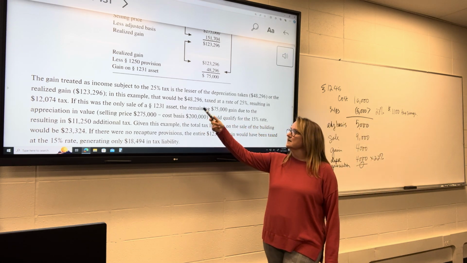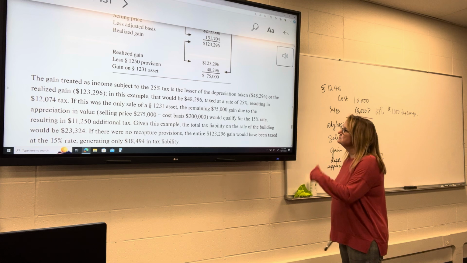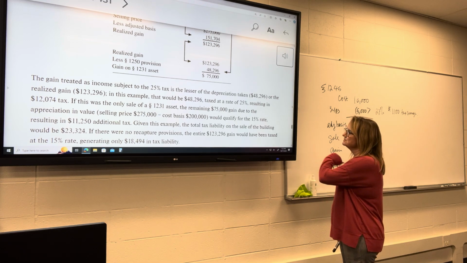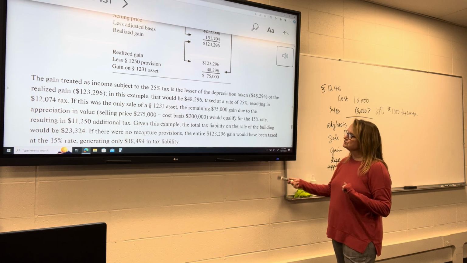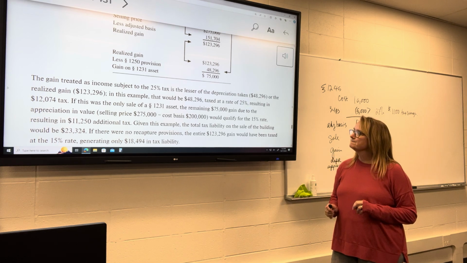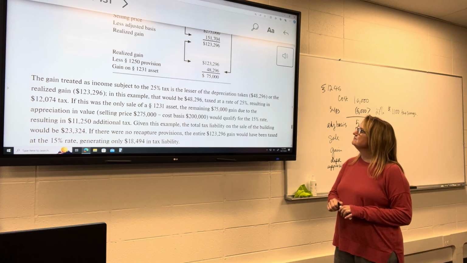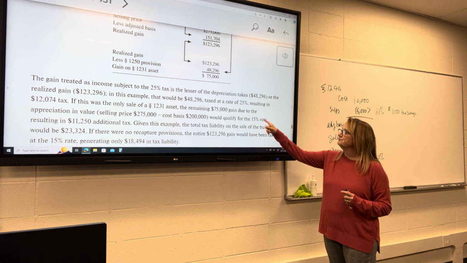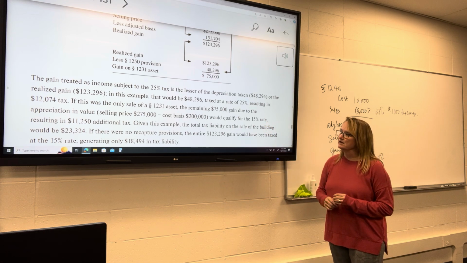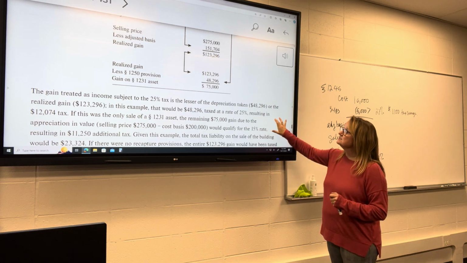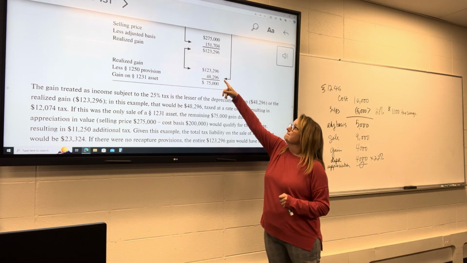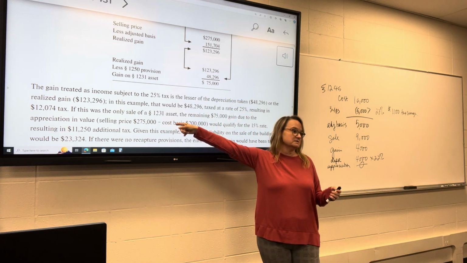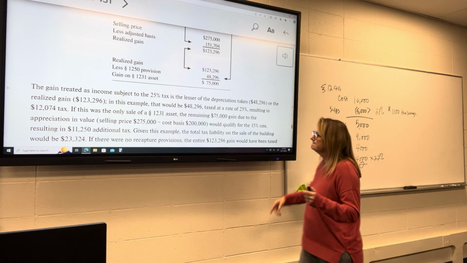The gain is treated as income subject to 25% tax. The lesser of the depreciation taken or the realized gain, so it'd be 48,296, tax rate is 25%, resulting in a tax of $12,074. The remaining $75,000 gain is due to the appreciation in value that qualifies for the 15% tax rates. So 11,250. So you can see the difference in taxes here. Even though it's less income, the 48,296, it's got more taxes attached to it because it's a higher tax rate, right?